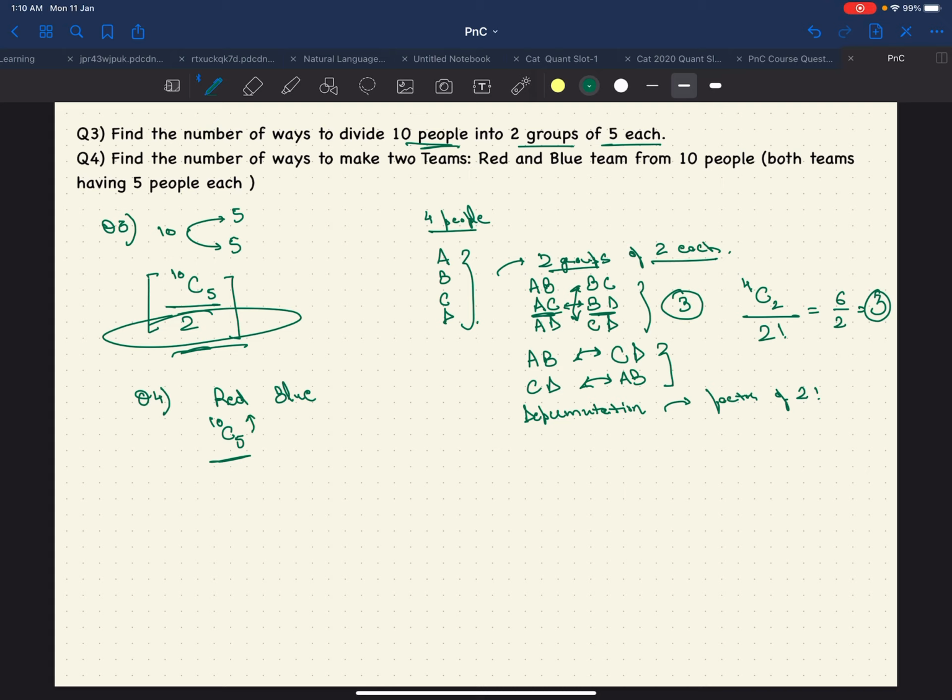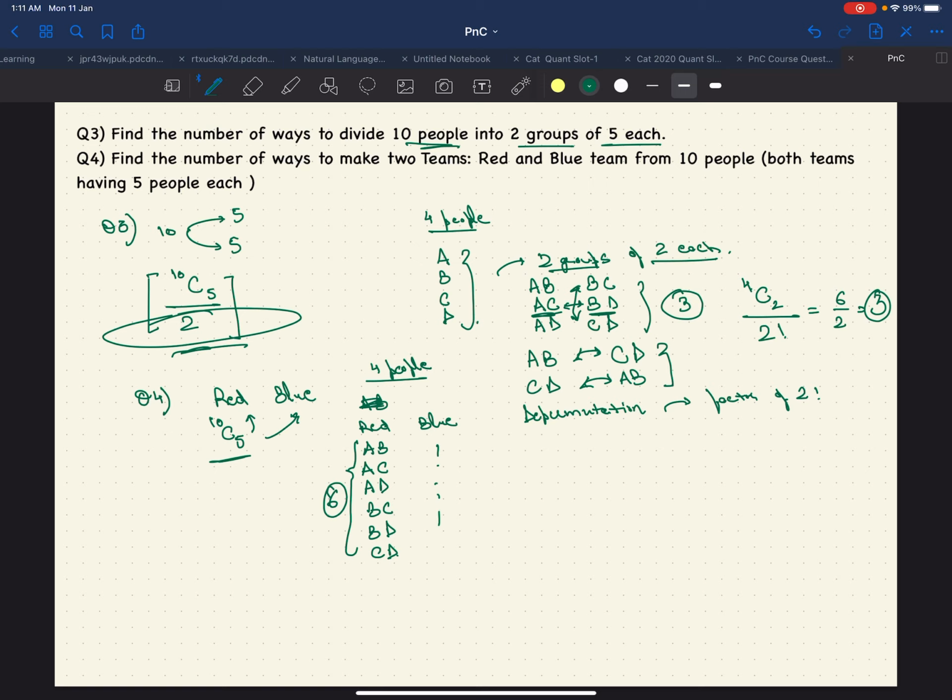Then the rest of them will automatically go to the blue team. So here the 2 teams which are selected, let's say A, B. Let's again look at an example of 4 people. Let's say we are selecting for the red team. We can select AB, AC, AD, BC, BD and CD. Note that here for the red team specifically, there are 6 ways to select 2 people for the red team, and the rest 2 will automatically go to the blue team.